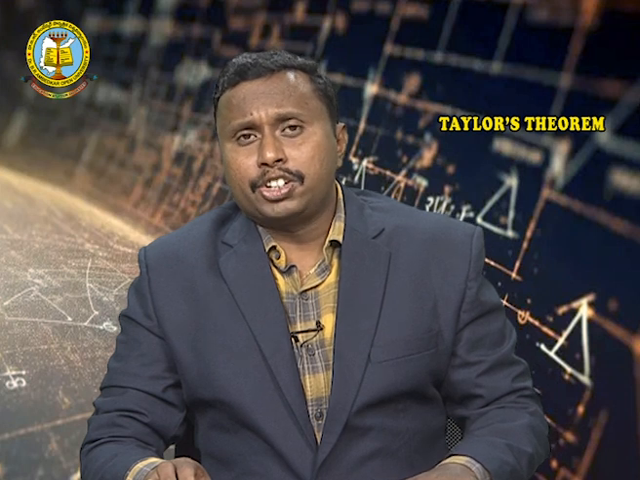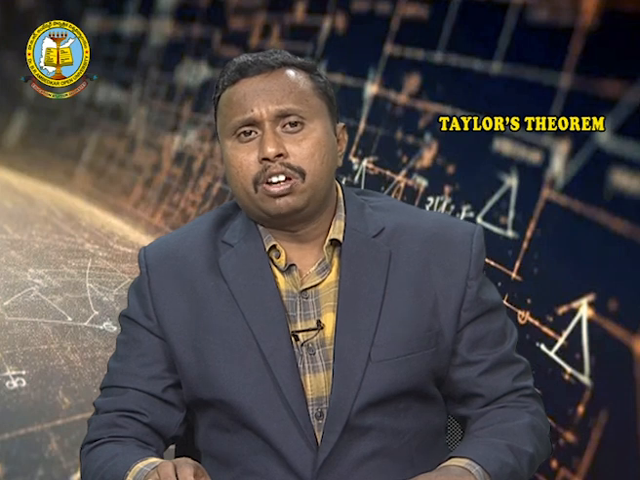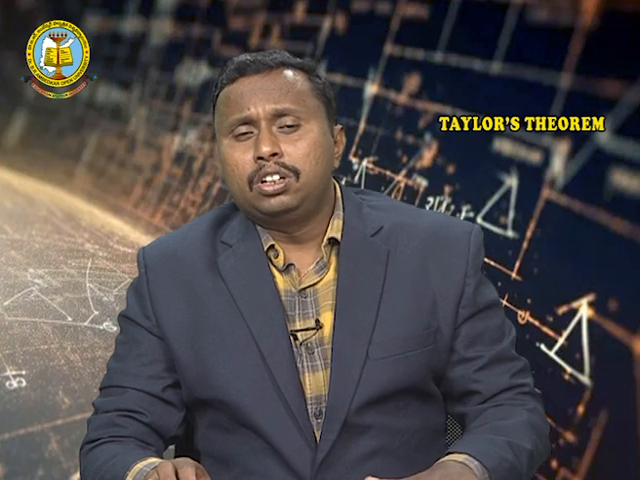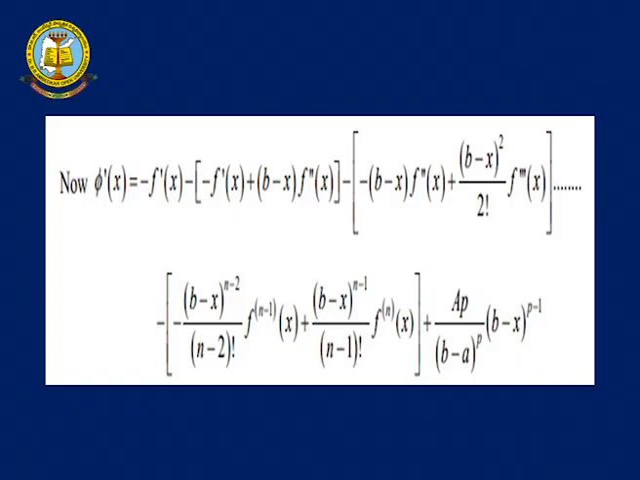We define one function. Now we are going to take the derivative of pi of x. So, the derivative of pi of x is pi dash of x. Now, let us see the pi dash of x. So, this is pi of x. Now we are going to differentiate f of b, which is a constant. So, the derivative of a constant is always 0.